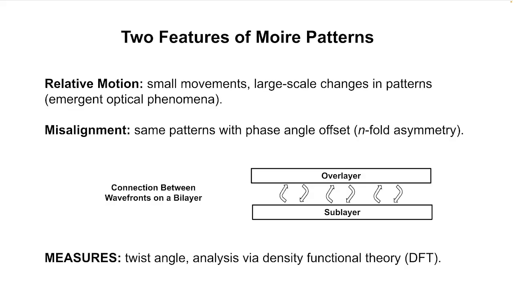So there are two features of Moire patterns that we're interested in. The first is relative motion, which means that there are these small movements that result in large-scale changes in patterns. And these result in these emergent optical phenomena. But as we'll talk about, these aren't just optical phenomena, they are optical plus mechanical phenomena. And so they appear to be visual illusions, but they have properties that are interesting to material science and ultimately to morphogenesis. So you have relative motion, you have this motion from a source, you have motion in terms of these ripples, you have motion between layers.